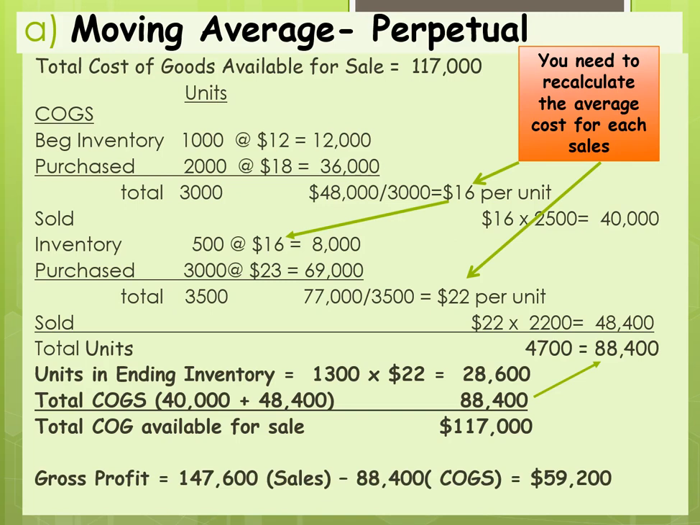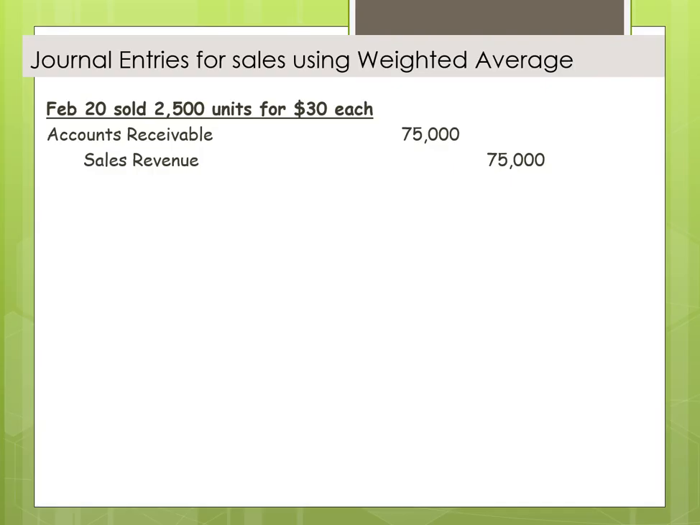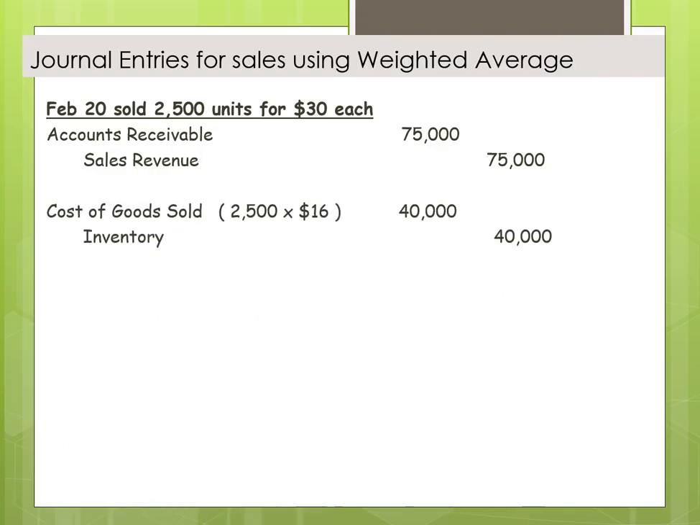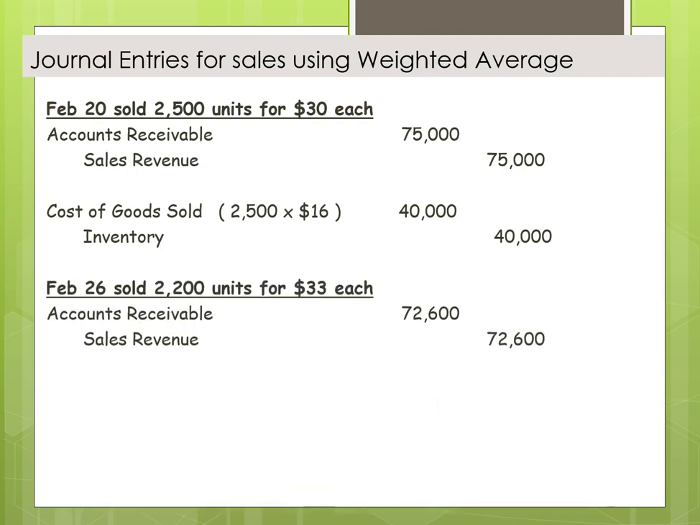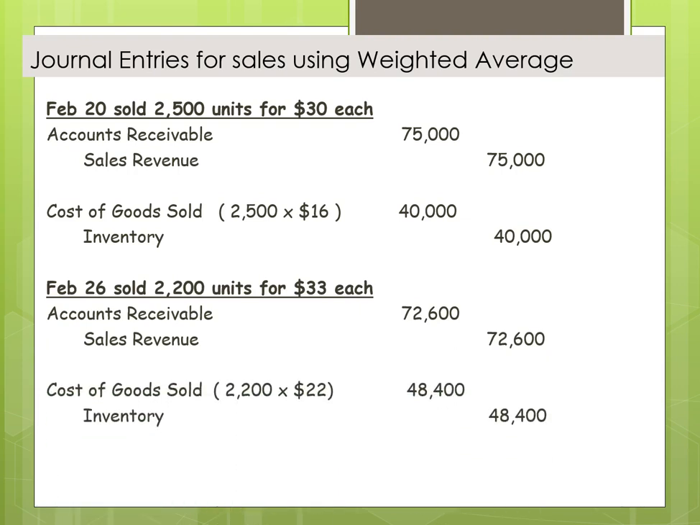Now, what do our journal entries look like using this method? Well, our accounts receivable is the same. There's our weighted average price. Again, for the next sale, our sales are going to be the same, but we're going to have a different number for our cost of goods sold.